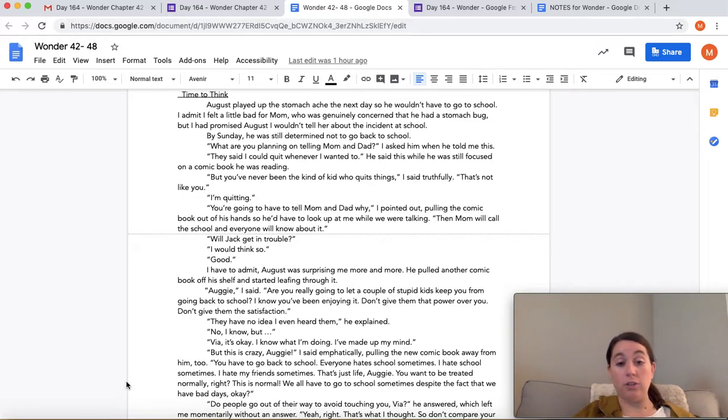"Will Jack get in trouble?" "I would think so." "Good." I have to admit, August was surprising me more and more. He pulled another comic book off a shelf and started leafing through it. "Augie," I said, "are you really going to let a couple of stupid kids keep you from going back to school? I know you've been enjoying it. Don't give them that power over you. Don't give them that satisfaction." "They have no idea I even heard them," he explained.